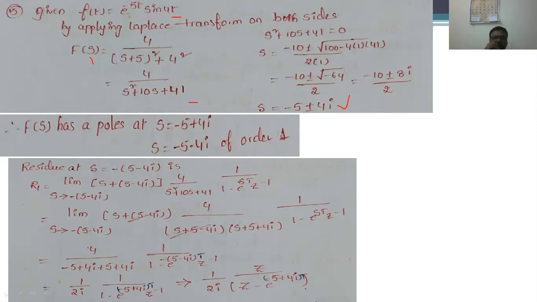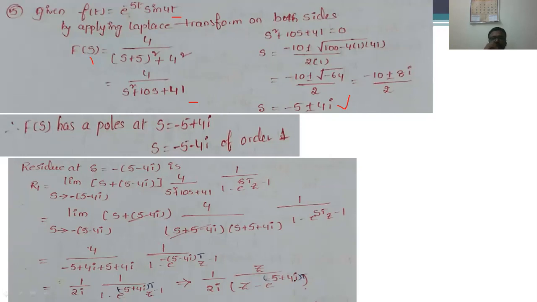Therefore the residue for the first pole, s is equal to minus 5 plus 4i, is limit s tends to the pole of s plus 5 minus 4i into f of s into 1 divided by e power st into z inverse. Substituting the value s is equal to minus 5 plus 4i, we get this particular equation. After simplification and calculation, we get the value of R1 as 1 by 2i into z divided by z minus e power minus 5 plus 4i into t.